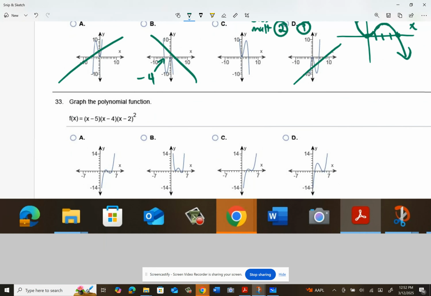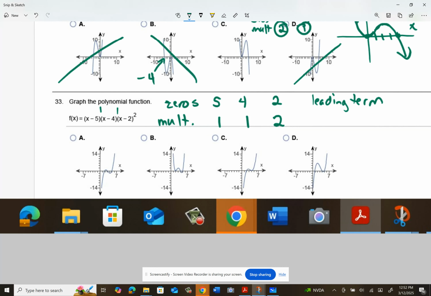And let's try it. This one is already in factored form, so I can see my zeros easily. They are 5, 4, and 2. I also can get the multiplicity because it's already in factored form. I can see that I'd have a multiplicity 1 on both 5 and 4, multiplicity 2 on 2. All right, the other thing I need is the leading term, and to get the leading term, I'm going to take all the firsts. So I'm going to take x, which is just to the first power, then an x to the first power, but then an x to the second. So the leading term would be x to the fourth, which means it should do this.